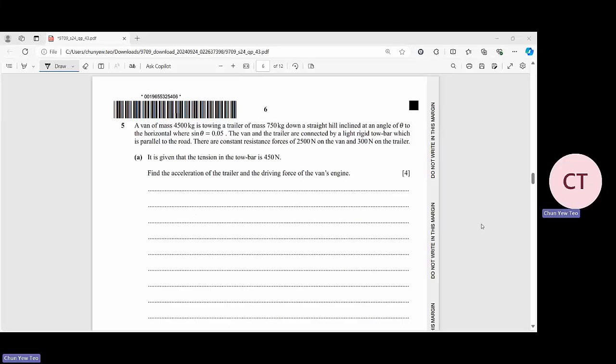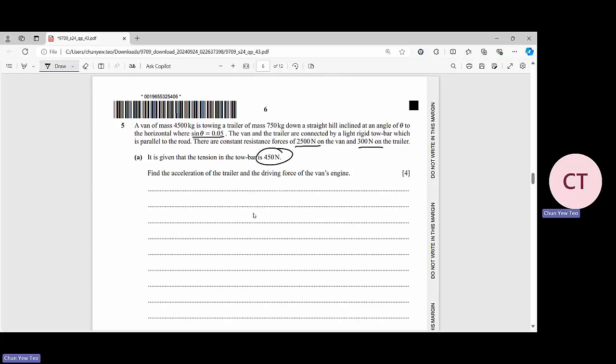Okay, now we take a look at question number 5. A van of 4,500 kg is towing a trailer of mass 750 kg down a straight hill inclined at an angle theta to the horizontal, where sine theta is 0.05. The van and the trailer are connected by a light rigid tow bar which is parallel to the road. There are constant resistance forces of 2,500 Newton on the van and 300 Newton on the trailer.